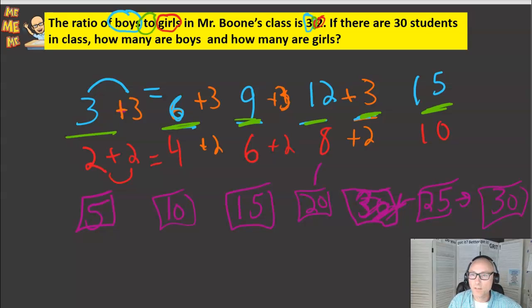Let's add 3 to the top and add 2 to the bottom. It's a ratio of 3 to 2.